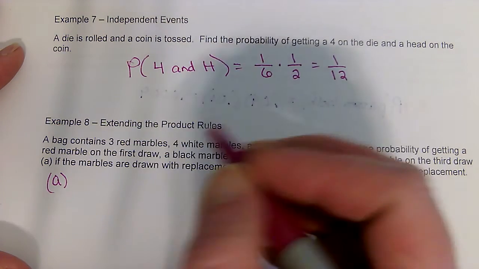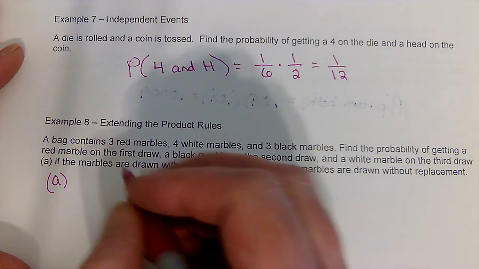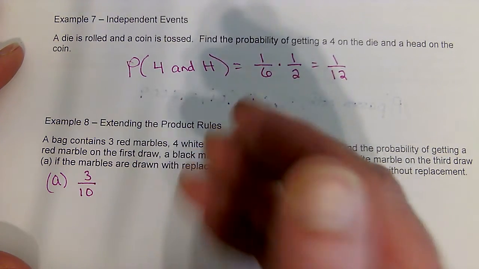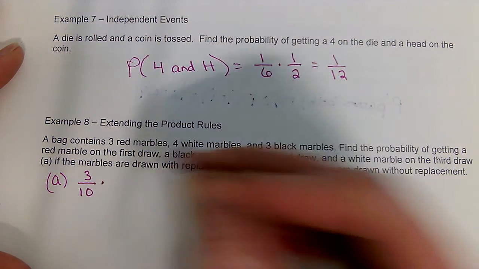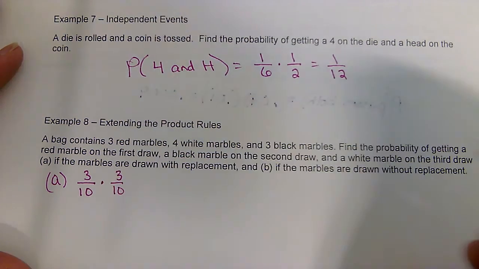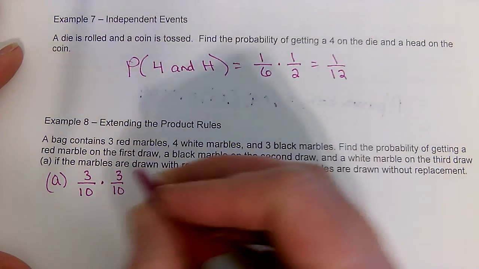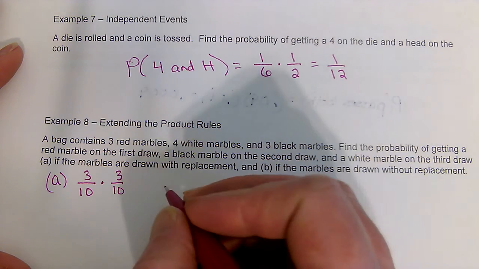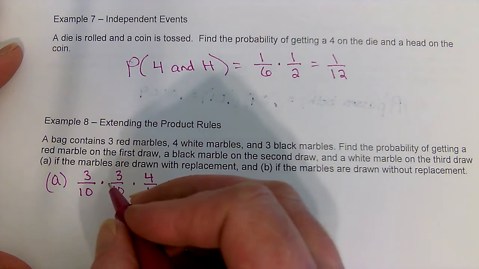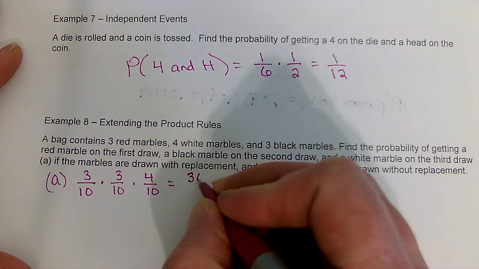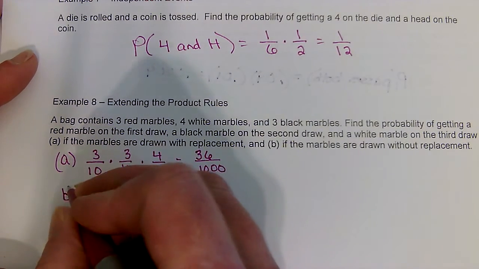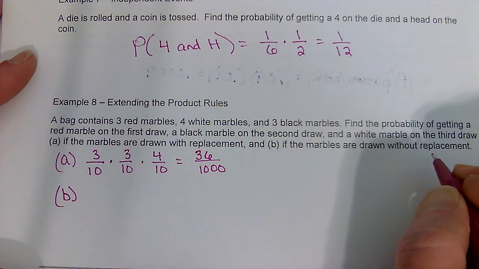So if I'm replacing them, the probability of drawing a red marble is 3 out of 10. Then I put that marble back in. So when I draw again, getting a black one would be 3 out of 10. And I put it back in. And so when I draw again, the probability of getting a white is 4 out of 10. So that's 36 out of 1,000.